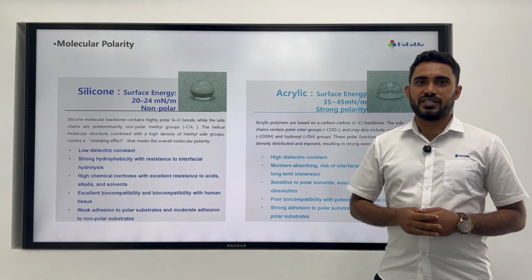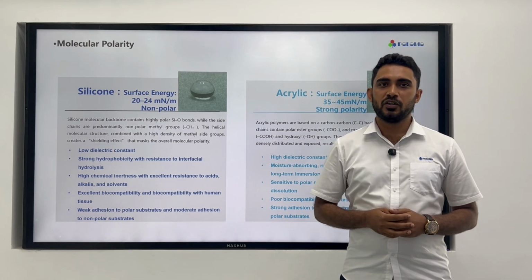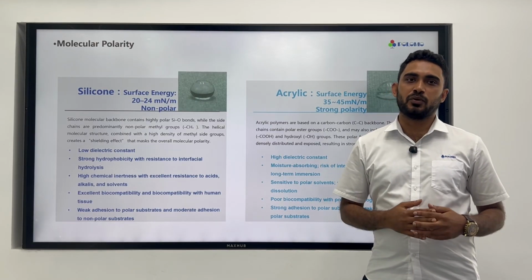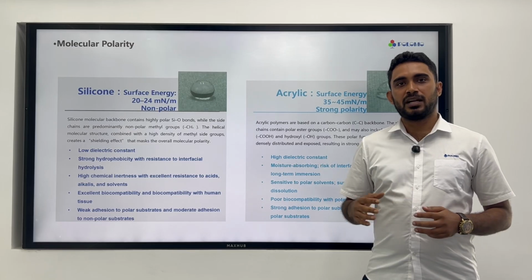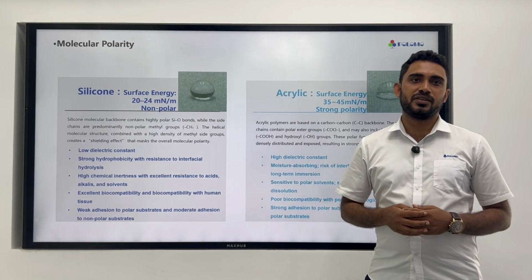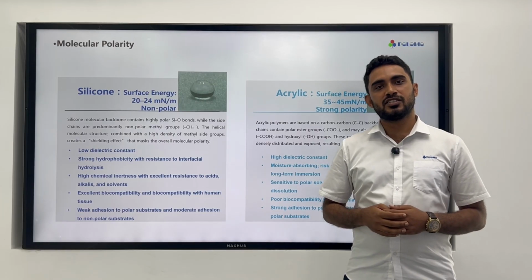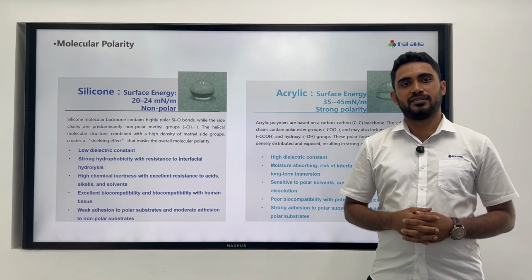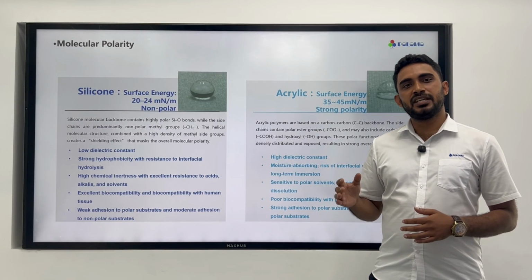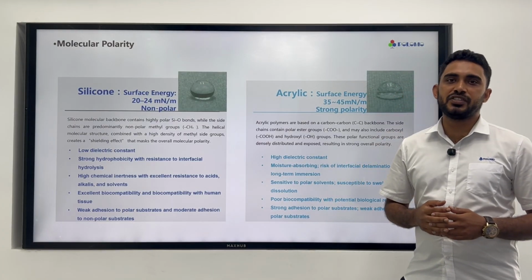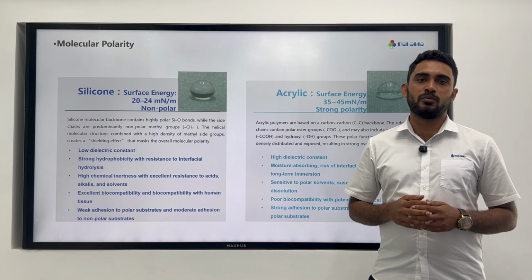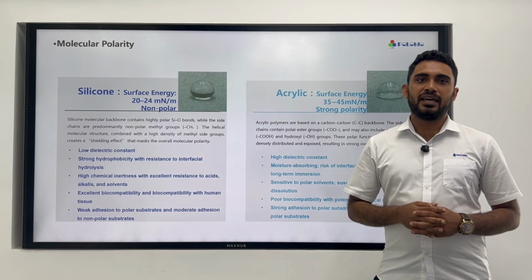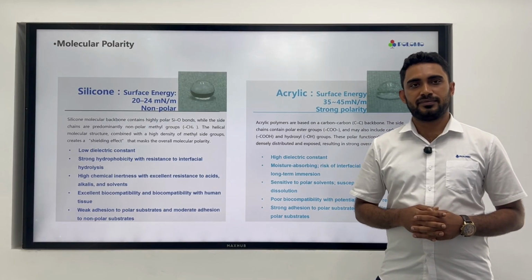Let's talk about polarity. This is a big one. Even though the silicone main chain has a very polar silicon-oxygen bond, the side chains are mostly non-polar methyl groups. These methyl groups wrap around the main chain like a shield. We call it the helical shielding effect. The result? The whole silicone molecule behaves as non-polar. Acrylic is different. Its main chain of carbon-carbon bonds is non-polar, but the side chains are packed with polar ester and carboxyl groups, and they sit on the outside of the molecule. So the entire acrylic molecule is strongly polar.